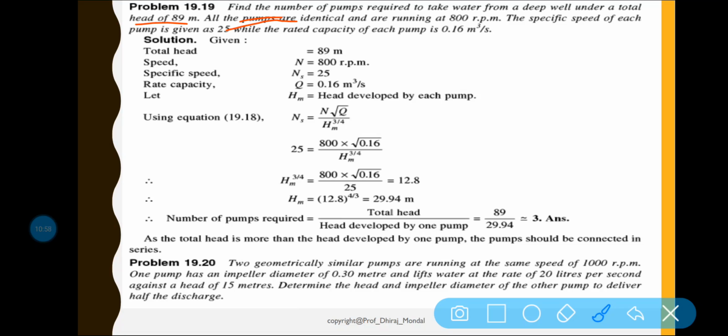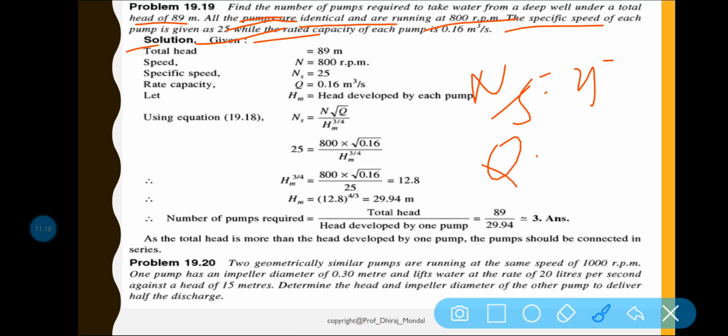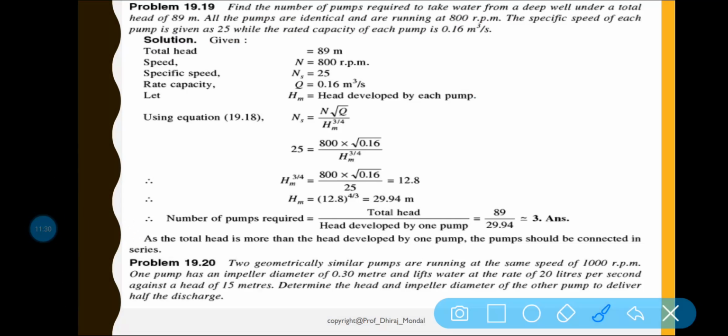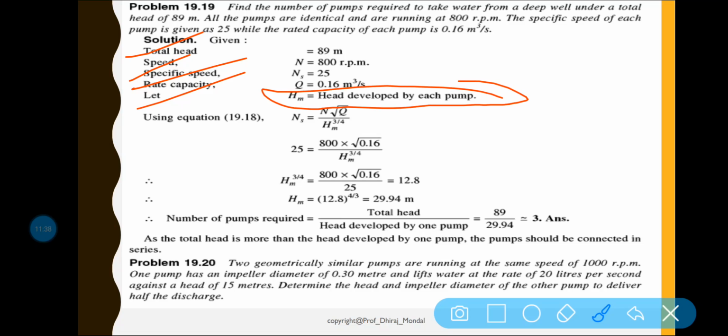All the pumps are identical and running, the rotational speed n is given, specific speed of each pump ns is 25, while the rated capacity of the pump, the discharge, is 0.16 meter cube per second. Find the number of pumps required. As total height, speed, specific speed and discharge are given, Hm is the height developed by each pump.